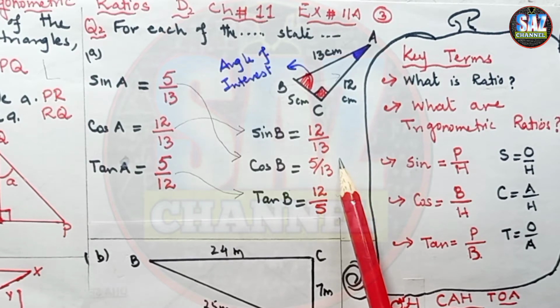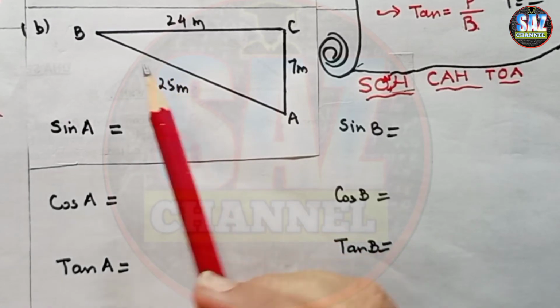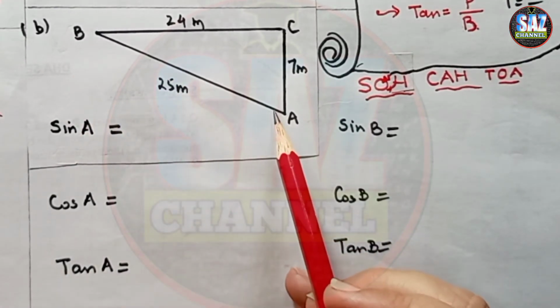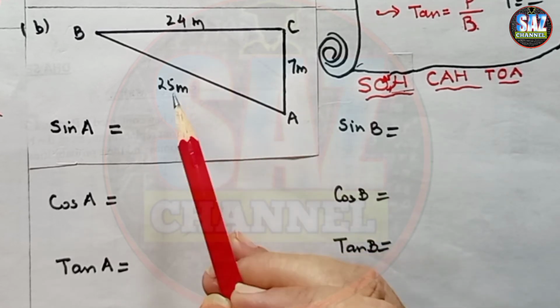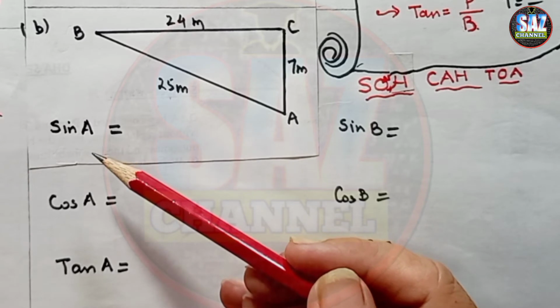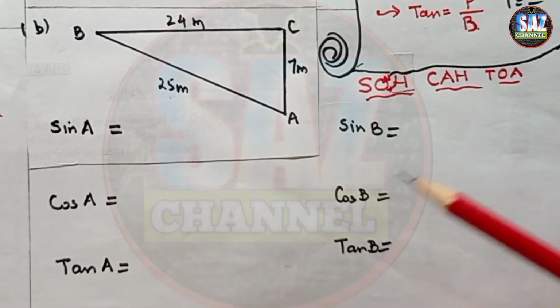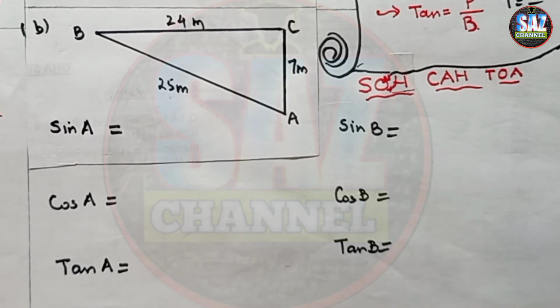Let's move to B part of the question. In B part, question number 2b, the given triangle is A, B and C, and the given sides are 24 meters, 7 meters and 25 meters. And again we have to write down the values of sine A, cos A, tangent A, and sine B, cos B and tangent B. Let's move to the discussion of the question.